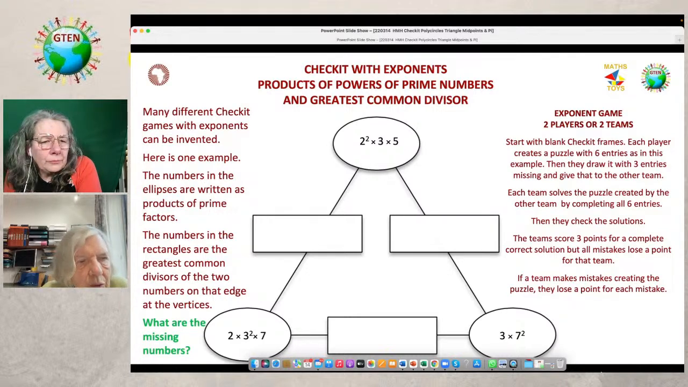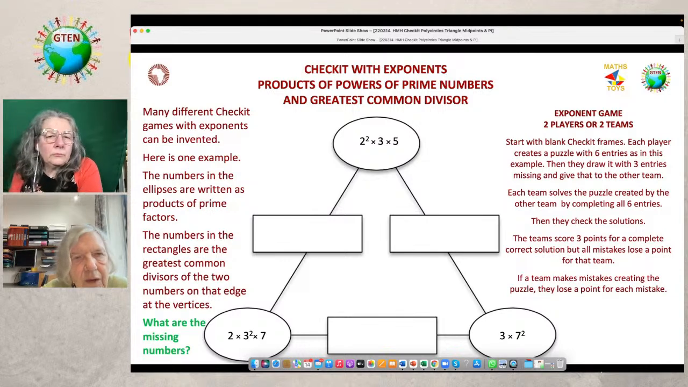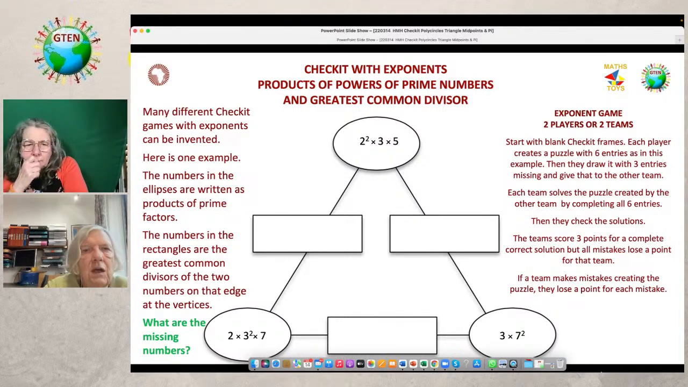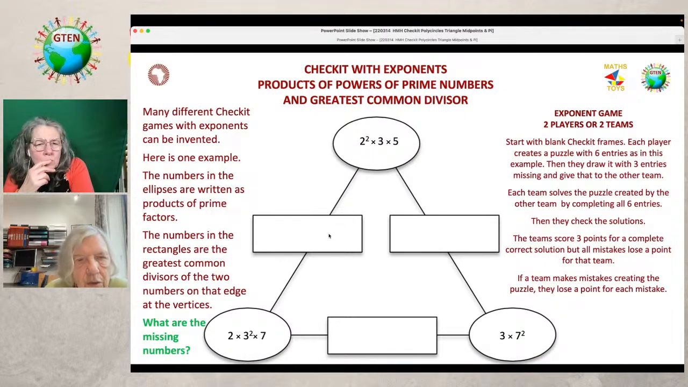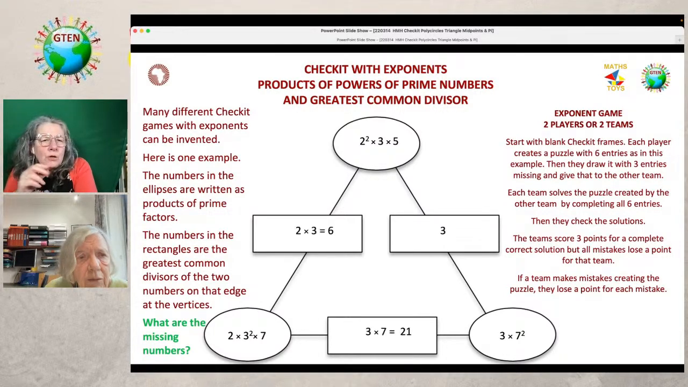So the numbers in the rectangles are numbers that divide into both of the numbers at the vertices in the ellipses. So clearly 2 divides. If you're looking at the left-hand one here, 2 divides into that and 2 divides into that, but 2 squared isn't a common divisor. So what do you write? You write the 2. You're writing the common divisors into the rectangles.